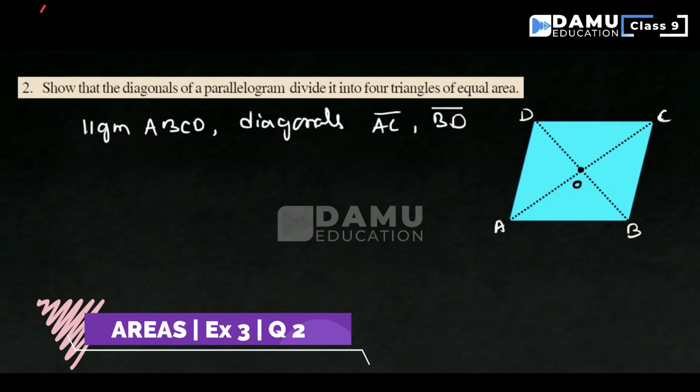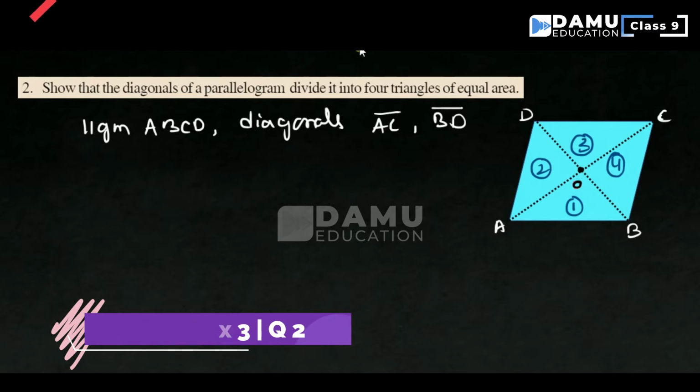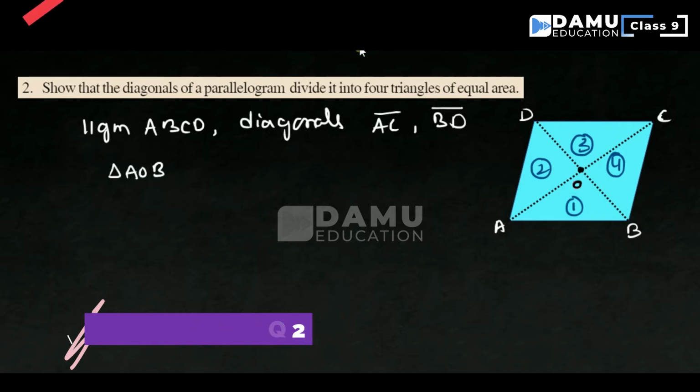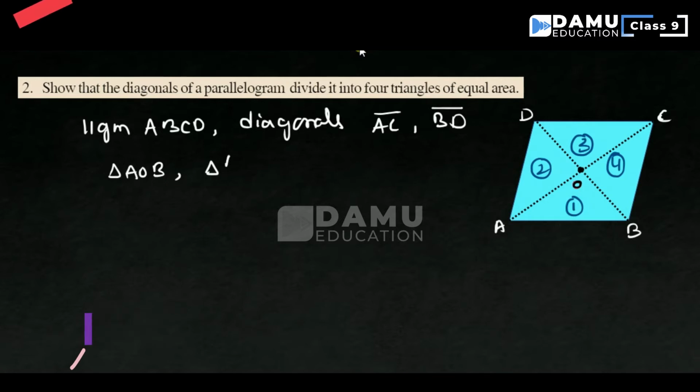Let's number the triangles 1, 2, 3, 4. The four triangles are triangle AOB, triangle AOD, triangle DOC, and triangle COB. So these are the four triangles. Let's find this.